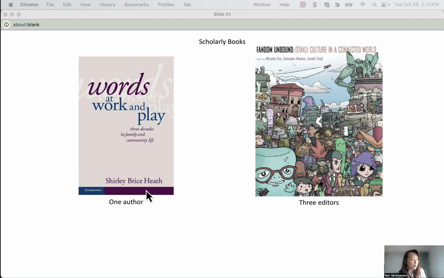And again, all the chapters written by the same person. Like in here, it was by Dr. Shirley Bryce Heath, right? Now, the scholarly books you're probably not as familiar with is this one, where instead of authors, you have editors, and you have more than one, multiple authors, okay? So in this book, Fandom Unbound, Otaku Culture in a Connected World, edited by Mizuko Ito, Daisuke Okabe, and Izumi Suji, forgive my pronunciation, right? These are editors, not authors. Here's what I mean, and here's why that happens this way.